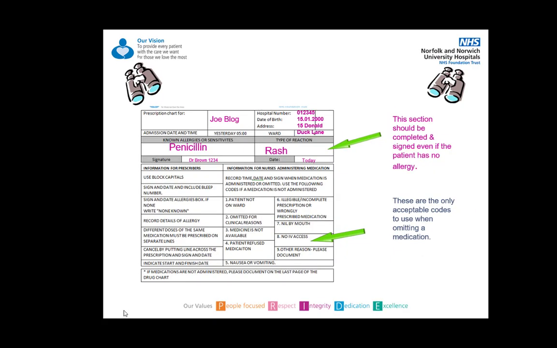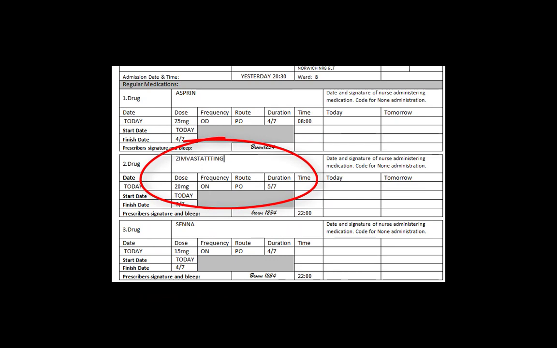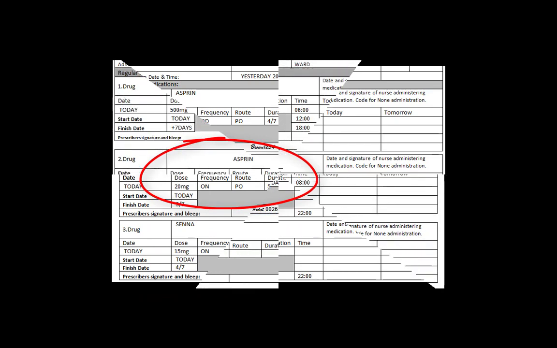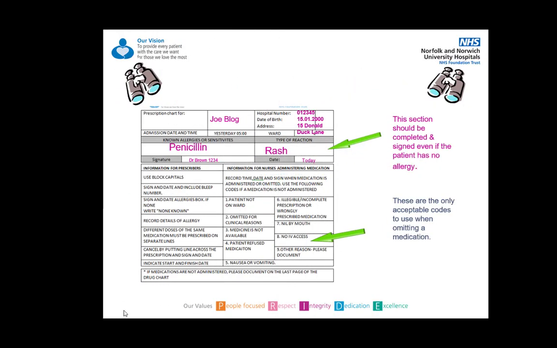Illegible, incomplete or wrongly prescribed medication, again it is as it's said, but this would cover anything from wrong spelling of medication, information which is missing on the prescription chart such as doctor's bleep, drug frequency or dose, etc. Or just being unable to read the medication because it's been written poorly.